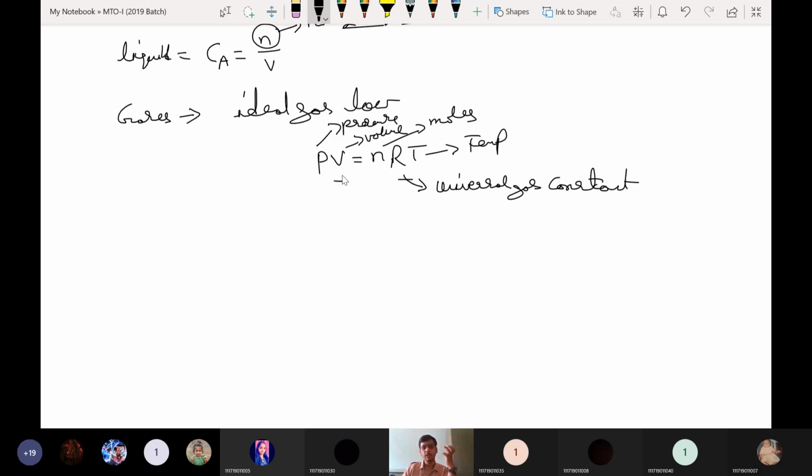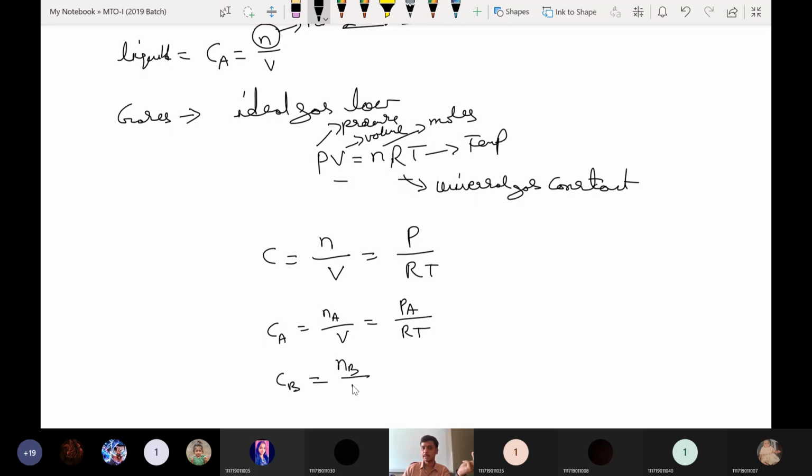From this we can deduce the concentration definition for gases. We can write this relationship as n by V, with P going to the right-hand side, so that will be P by RT. We know n by V is nothing but C. So concentration C is equal to n by V is equal to P by RT. For component A, Ca is equal to Na by V is equal to Pa by RT. For component B, Cb is equal to Nb by V is equal to Pb by RT.